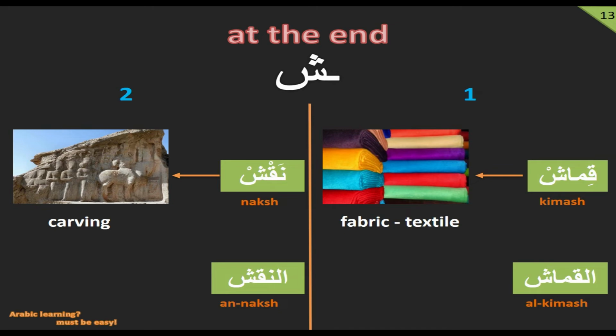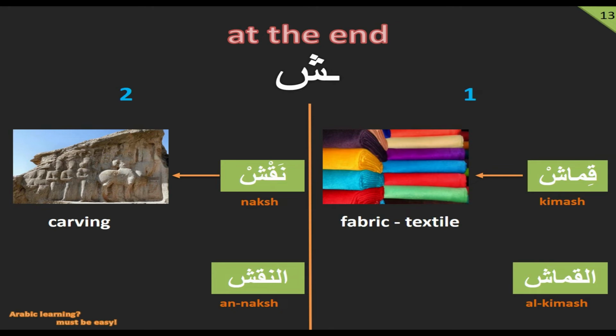In the second example, the noun نقش. نقش. So, فتحة on نون, سكون on قاف, and سكون on شين. نقش means carving. The carving would be النقش. So lam shamsiya, because the first letter in the word is noon.